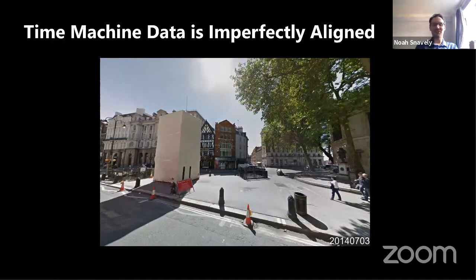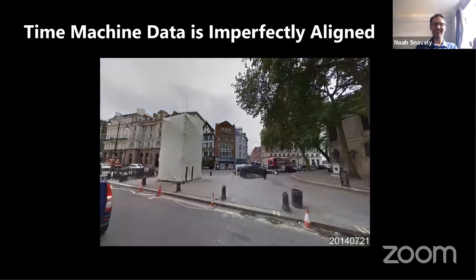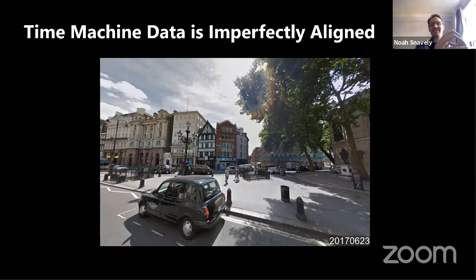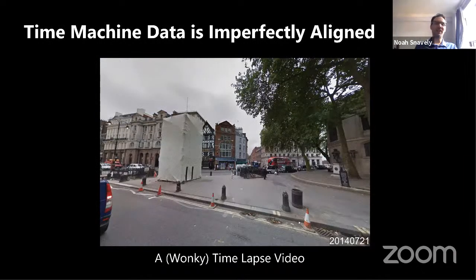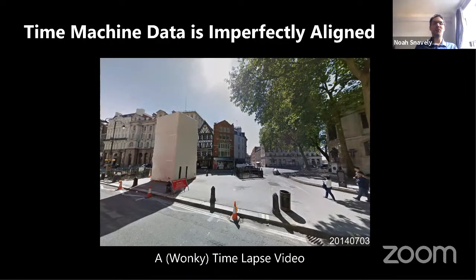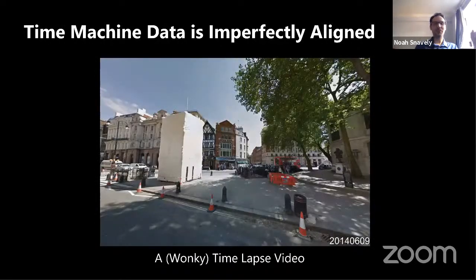Well, I find this video really cool, but it's not a very aligned video. So you can think of Street View Time Machine as sampling a bunch of wonky time-lapse videos throughout the world, okay? So what can we do with that?